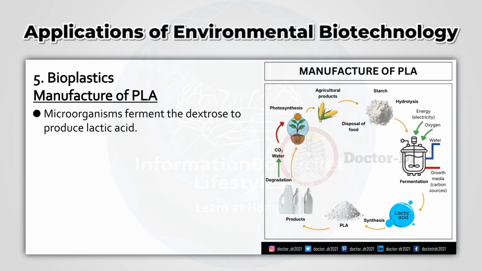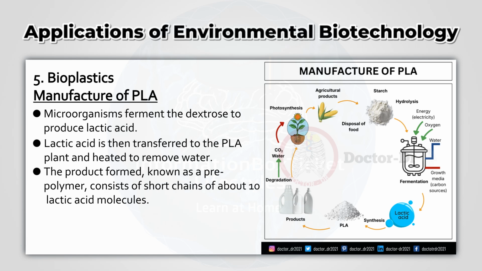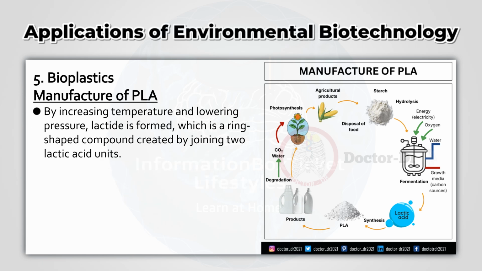Microorganisms ferment the dextrose to produce lactic acid. Lactic acid is then transferred to the polylactic acid plant and heated to remove water. The product formed, known as a prepolymer, consists of short chains of about 10 lactic acid molecules. By increasing temperature and lowering pressure, lactide is formed, which is a ring-shaped compound created by joining two lactic acid units.